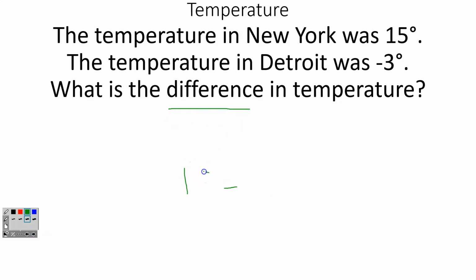So once again, I like to put the positive number first and then my negative number second. That allows me to do superpower and consequence. And the difference on the number line is 18.